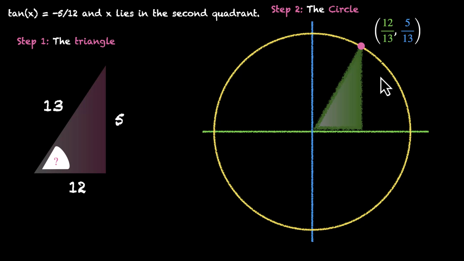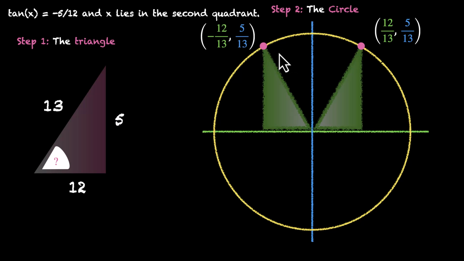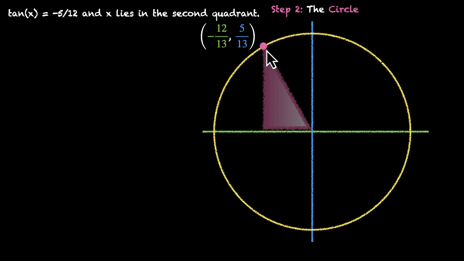Now we are on the unit circle. Now where should we move? Should we move left? Should we go down? Should we take this quadrant? The question says that x lies in the second quadrant. So I think we should move left. If we move left, our tan is negative because in the second quadrant, tan is negative. So this is the point that we're looking for. The coordinates are minus 12 by 13 because we moved left and 5 by 13 because we stayed at the same height. So these are the coordinates for this point and we now have our triangle.